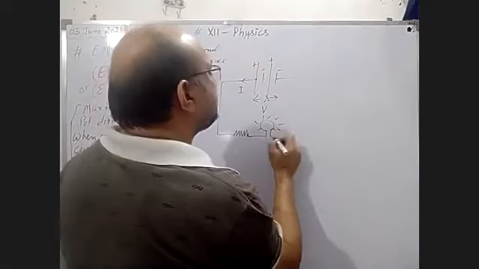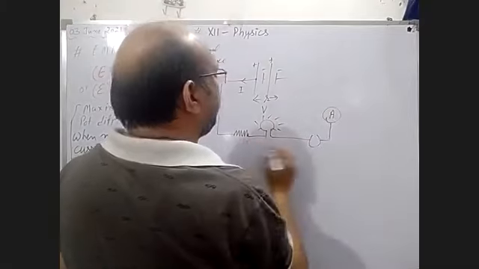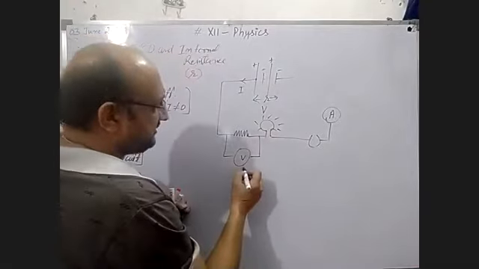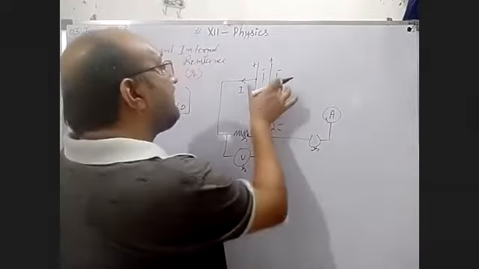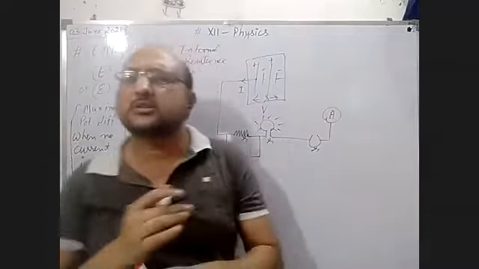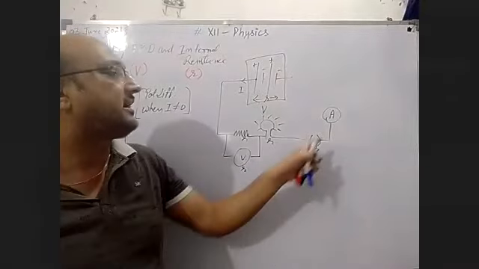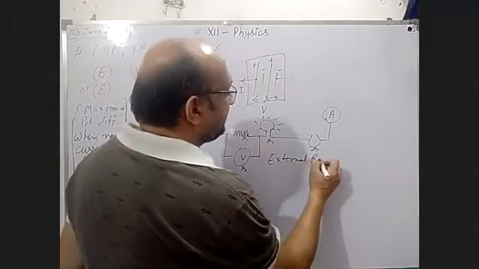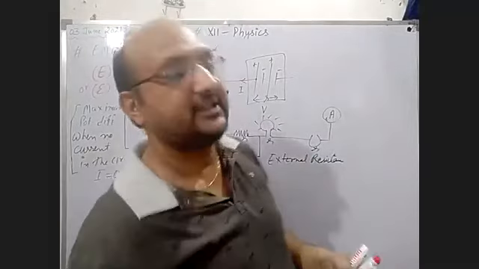Anything else in the circuit, key, ammeter, suppose a voltmeter, all these have resistances. But we are talking about the resistance which we are getting from the source. This is internal resistance. And everything else connected in the circuit is called external resistance.